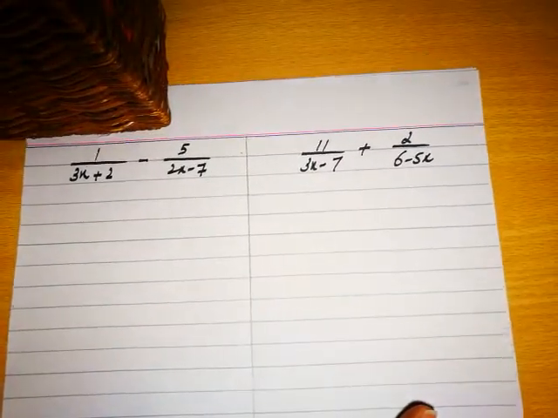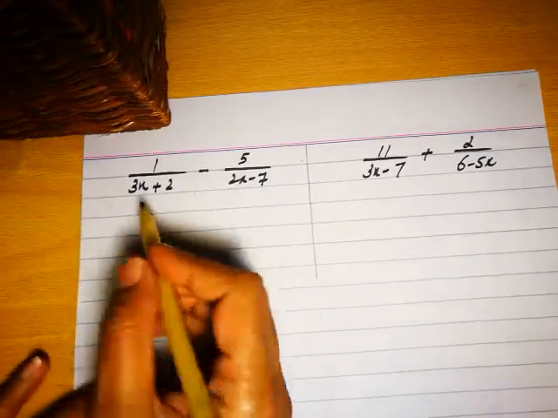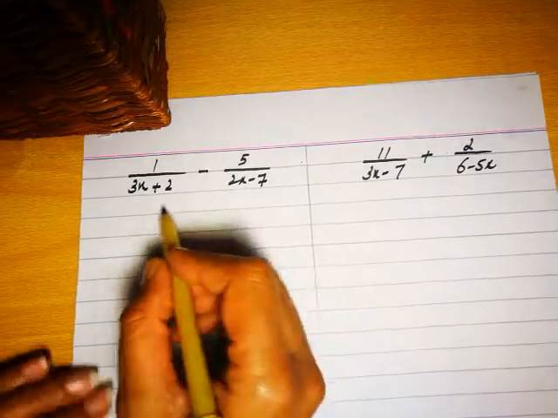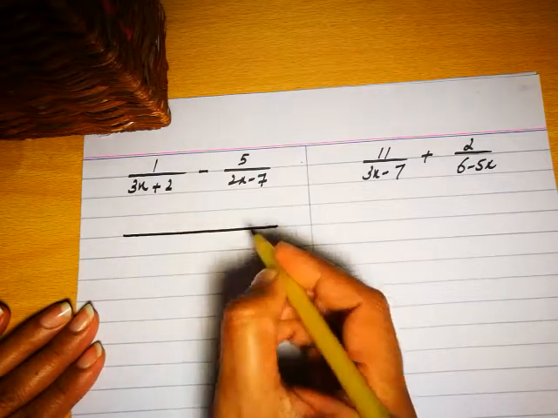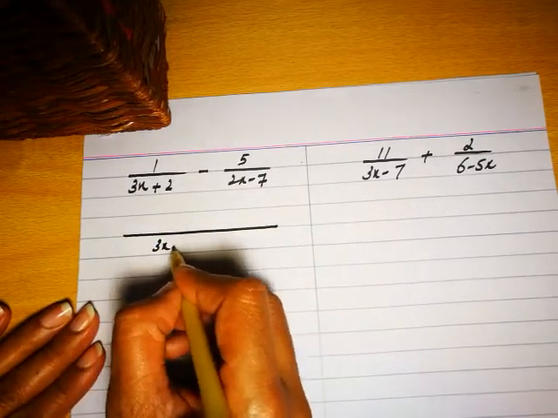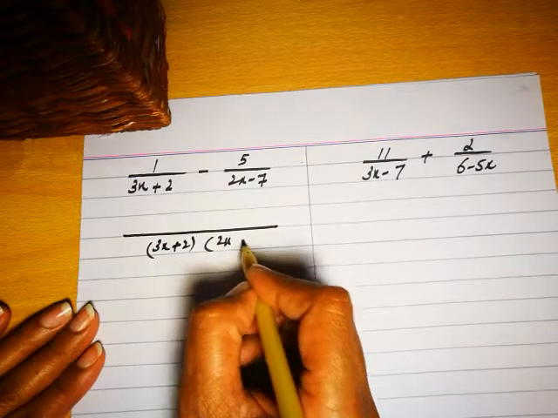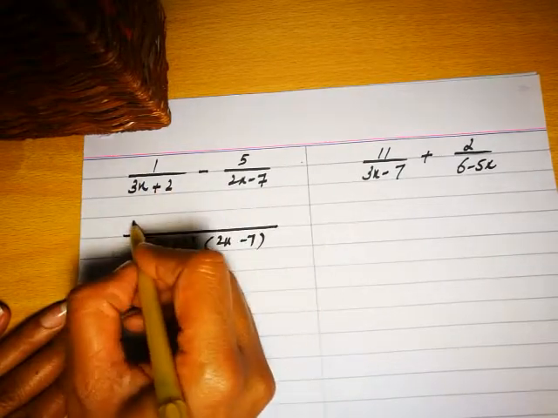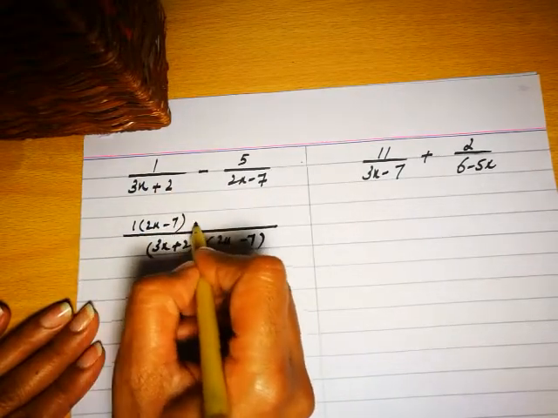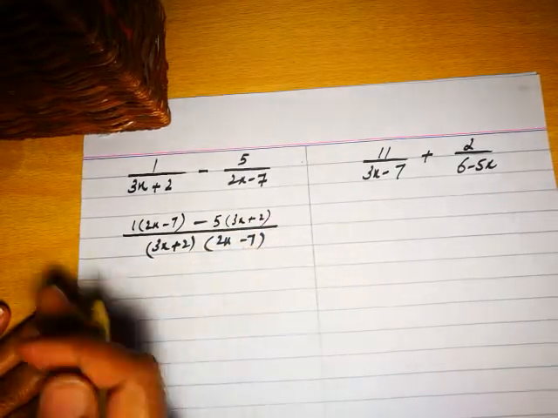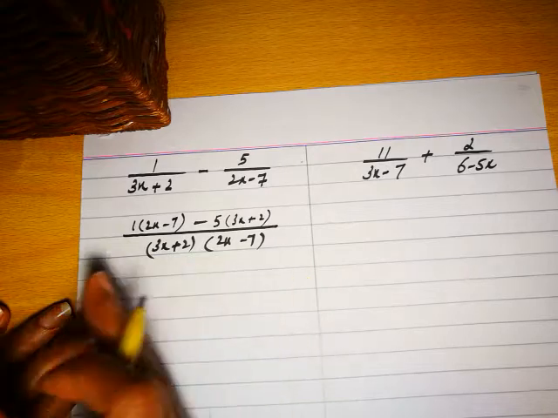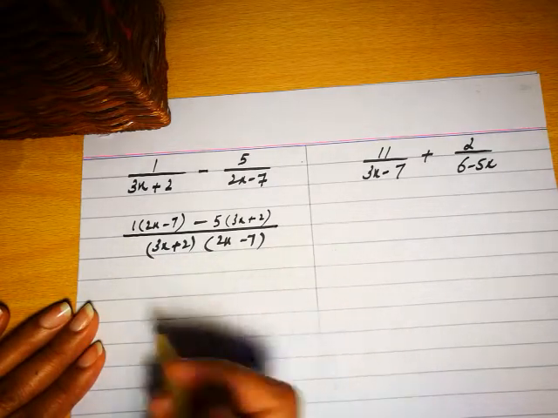If I again have two factors which are unlike, what am I going to do? I am going to take the LCM just like I have done in the previous questions. 3x plus 2 and 2x minus 7. So this will be multiplied by 2x minus 7 and this will be multiplied by 3x plus 2. And you are going to simplify it and find out the answer.